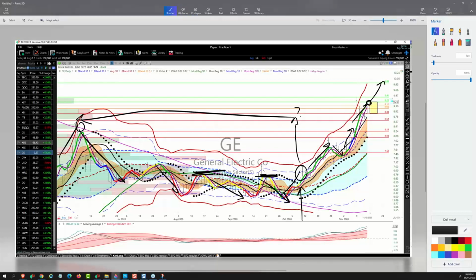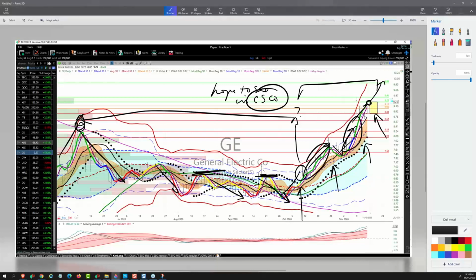So GE is actually manifesting what we were hoping to see in the Cisco long, looking forward. We've already seen that in GE. So that's why the upside in Cisco is interesting as a return to its previous height. And that's kind of what those gains look like. Leg 1, leg 2, and the possibility of leg 3.